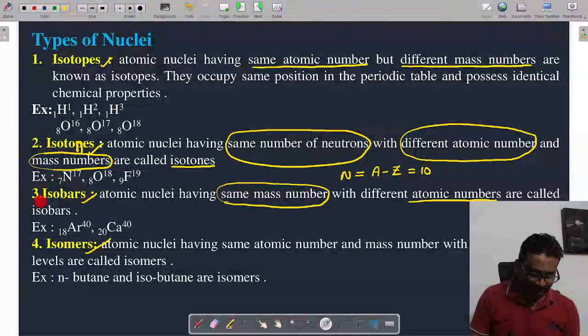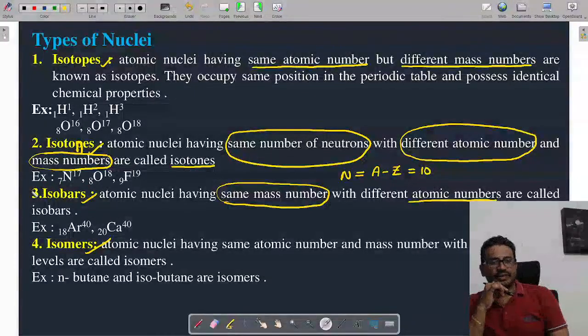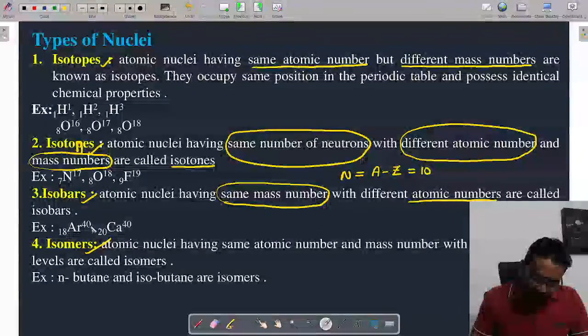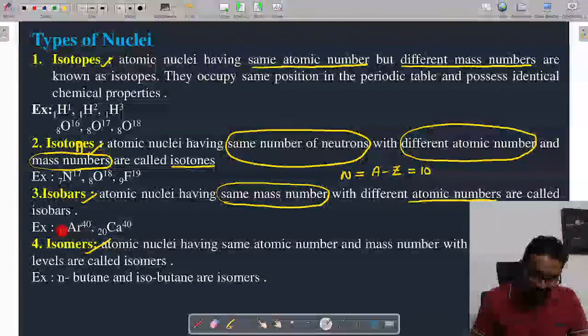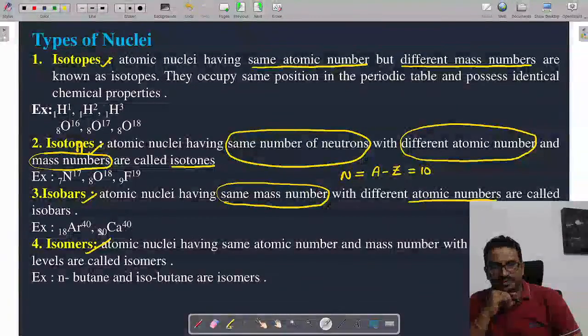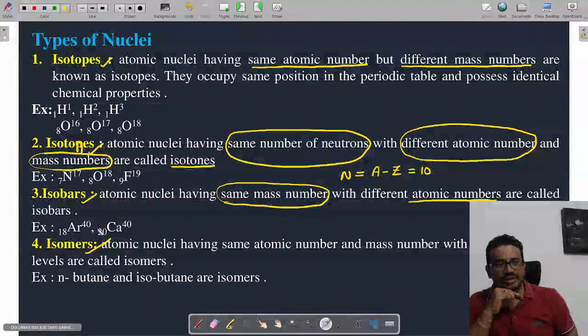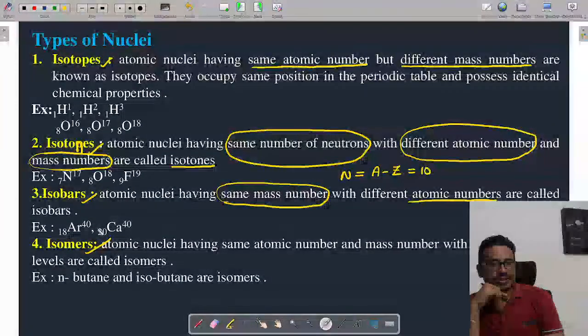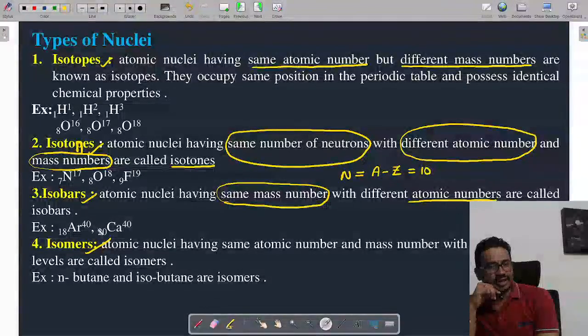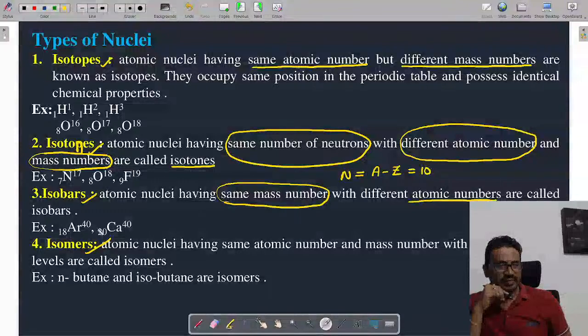Now, isobar means what? Having the same mass number. You can see the mass number for argon and calcium is the same, 40 and 40. Mass numbers are the same and atomic numbers are what? 18, here it is 20. So they have different atomic numbers and different neutrons, but the same mass number. These are called isobars.